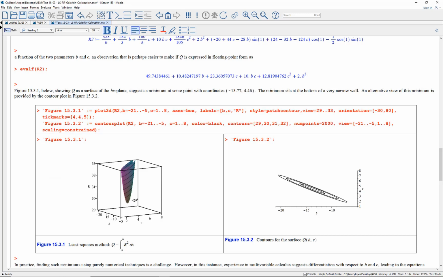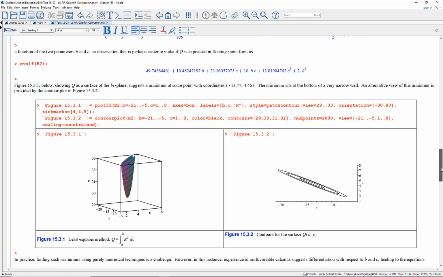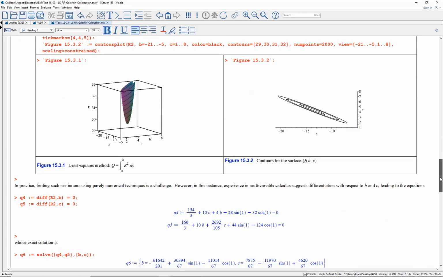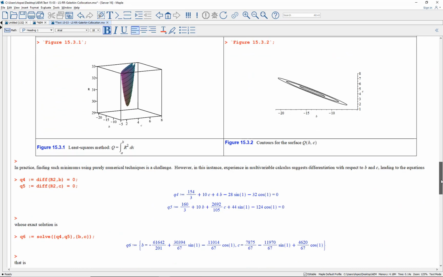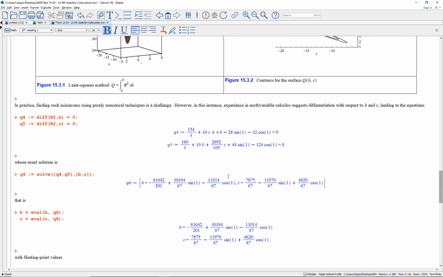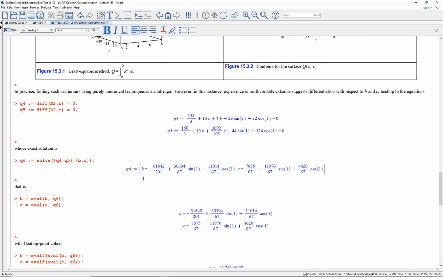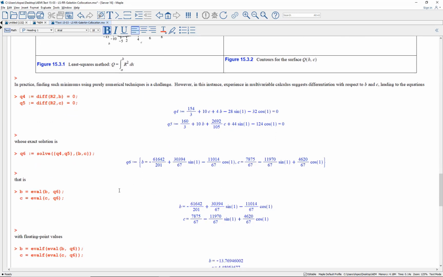Graph shows that there is a minimum. It's a very steep, narrow gorge that you have to traverse to minimize if you were doing it numerically. But we can do this analytically. Normal equations, take derivatives that equal to 0. You would calculate a b and a c.